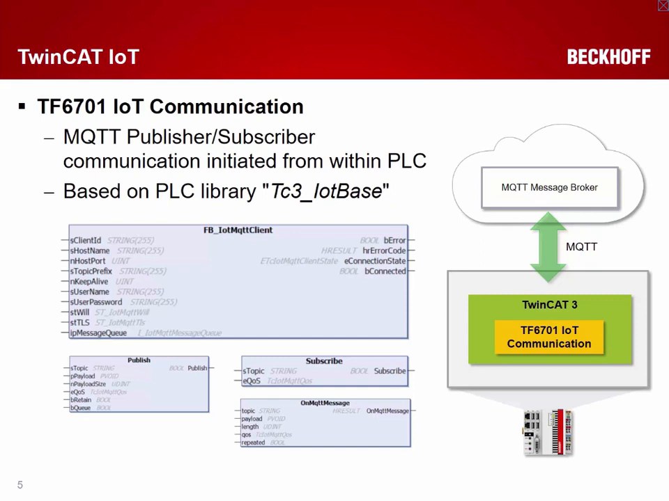So these function blocks enable you to establish a connection to such a message broker, and you can, of course, also use security mechanisms like TLS. So you have the possibility to use username and password, certificates to further encrypt your communication channel. And after you have initiated your connection to the MQTT message broker, you can publish messages. So you can publish data structures, single variables, arrays, whatever is on your mind. And you can also subscribe to data, meaning you can receive data from this MQTT message broker.